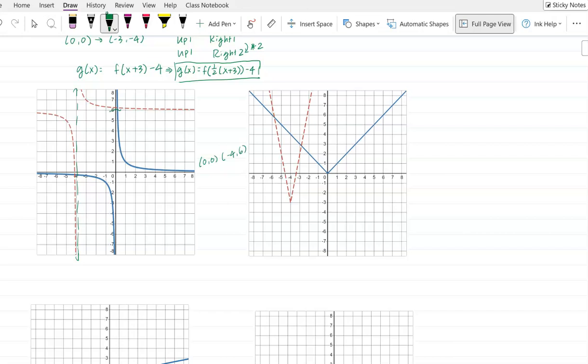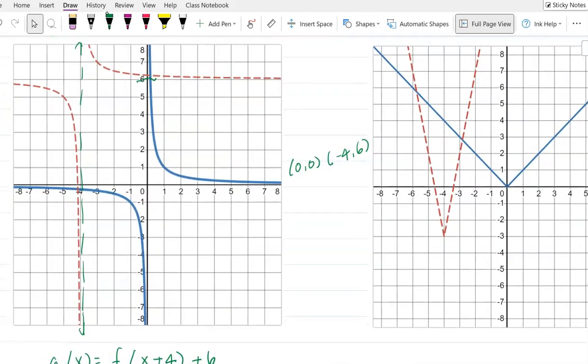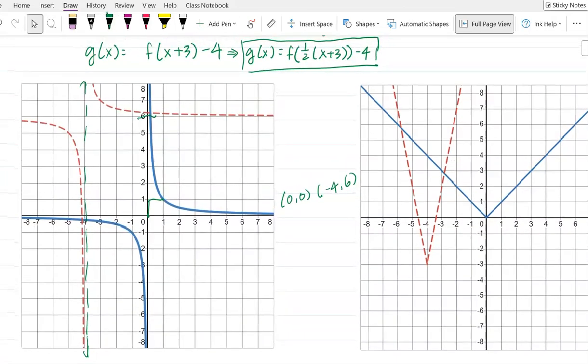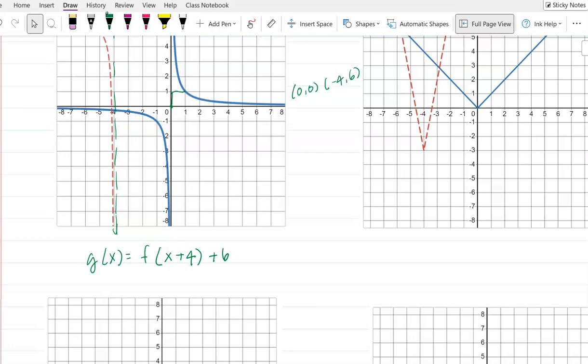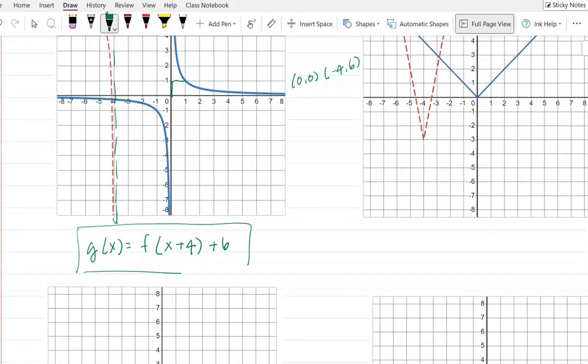So we know that this is going to be g of x equals f of x plus 4, plus 6. Okay, and then when you actually look at the graph from the intersection of the asymptotes, it goes up 1 and to the right 1 once again, and from that intersection of the asymptote, it goes up 1 and to the right 1. So you know that there's not going to be any kind of dilations.